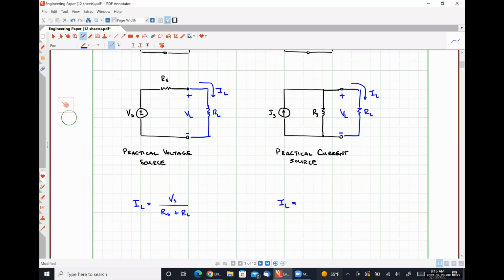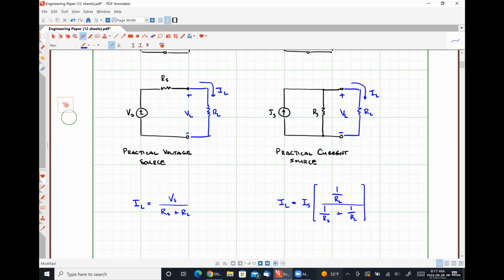What do we have here on the right-hand side? What would IL be in terms of IS, RS, and RL? So we have a current source connected to two resistors in parallel, and we want the current flowing through one of the resistors. So I would argue this is a great place for us to apply current division. Right? So our known current IS will be multiplied by the ratio of 1 over the resistor we're looking for the current through, which in this case is RL, divided by 1 over RS plus 1 over RL.